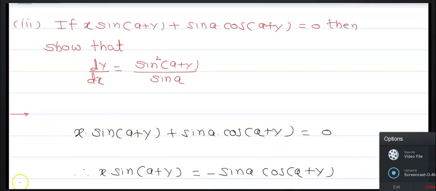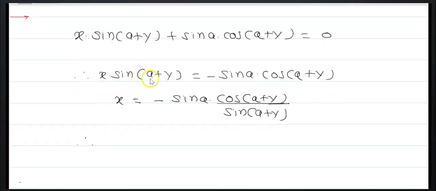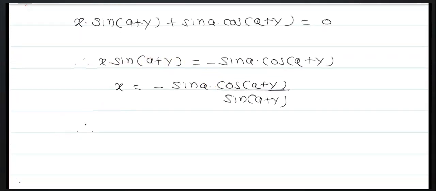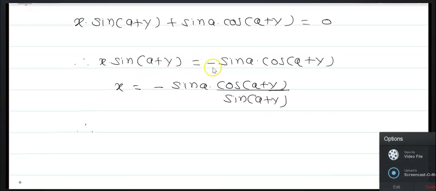If x sine of a plus y plus sine a cos of a plus y equals 0, then show that dy by dx equals sine square of a plus y upon sine a. Now we have x sine of a plus y plus sine a cos of a plus y equals 0, and it can be written in this manner: x sine of a plus y minus sine a cos of a plus y. That's why you will get x equals minus sine a cos of a plus y upon sine of a plus y.